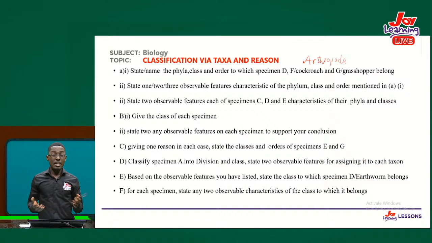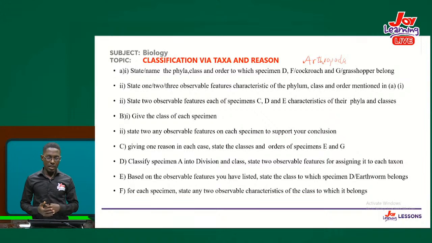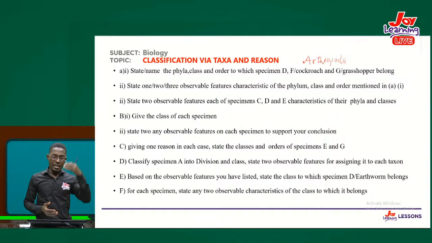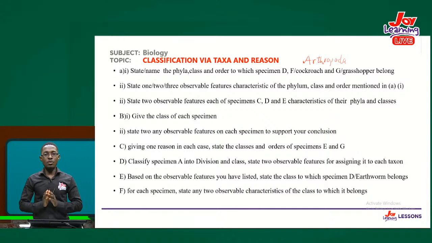statement on your screen is the same thing they ask in different ways. State one, two, or three observable features, characteristics of the phylum, class, and order mentioned in (a)(i). So you see, the first one they just said mention the phylum, class, and order. Now they say give us reasons why you say they belong to Arthropoda. That's all they are going to ask. At this stage, never write anything in thin sections or anything you cannot see with your eyes. So mostly we advise that you write only external features or things you can see with your eyes.